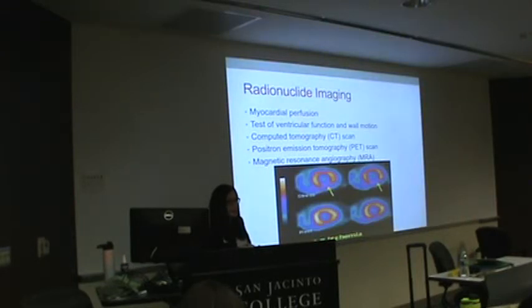For a PET scan, the radioisotope injected via the IV takes about 1 hour for the body to absorb. Electrodes are placed on the chest to monitor heart rate and rhythm.